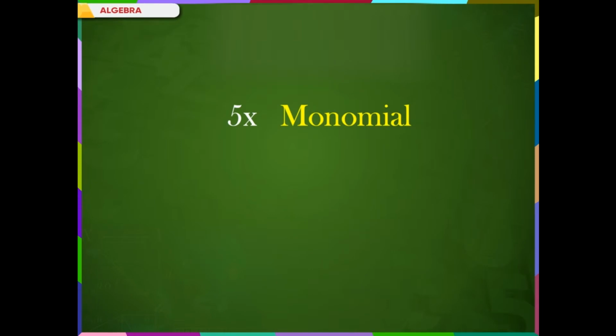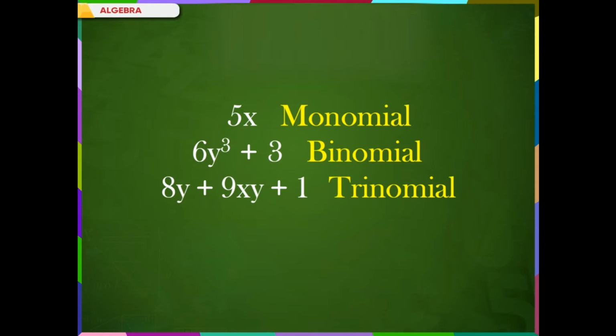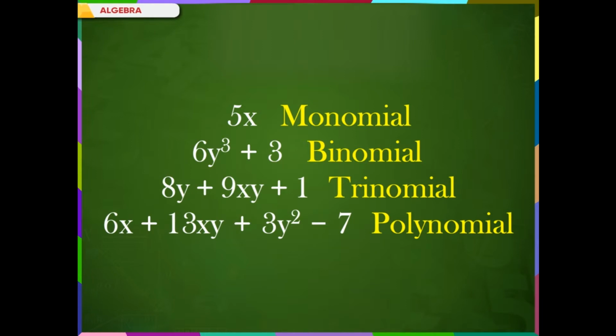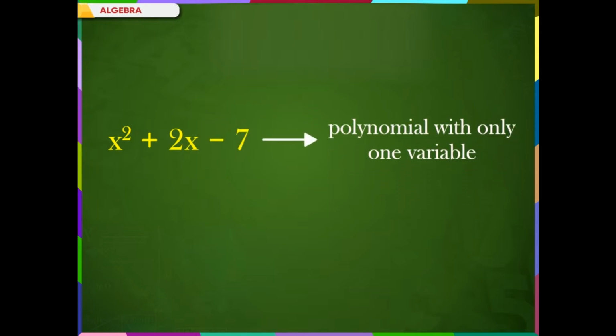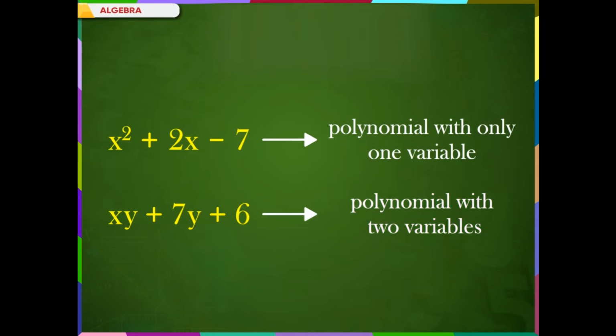An algebraic expression with one term is called a monomial, with 2 terms is called a binomial, with 3 terms is called a trinomial, and with 4 terms and more is called a polynomial. The expression having more than one term is also called a multinomial expression. X to the power 2 plus 2x minus 7 is a polynomial with only one variable. Xy plus 7y plus 6 is a polynomial with 2 variables.